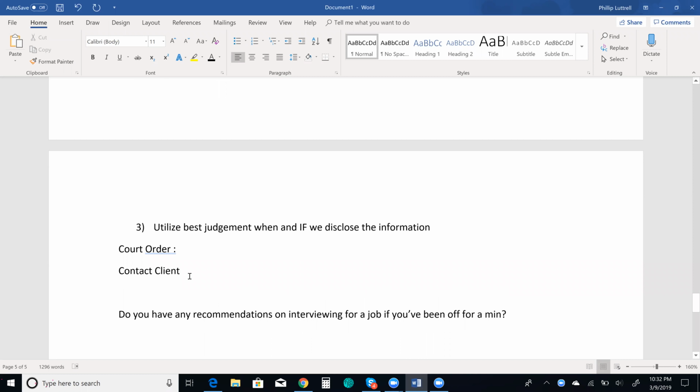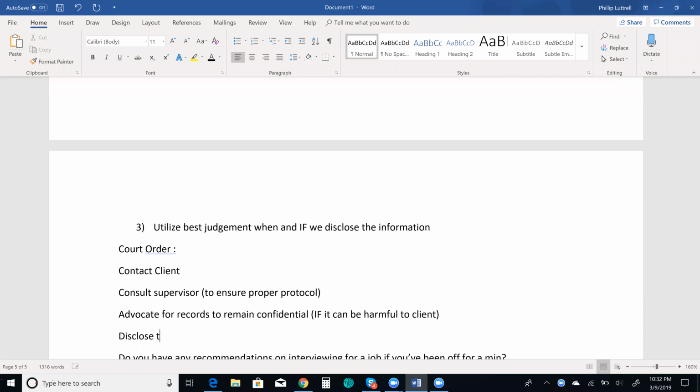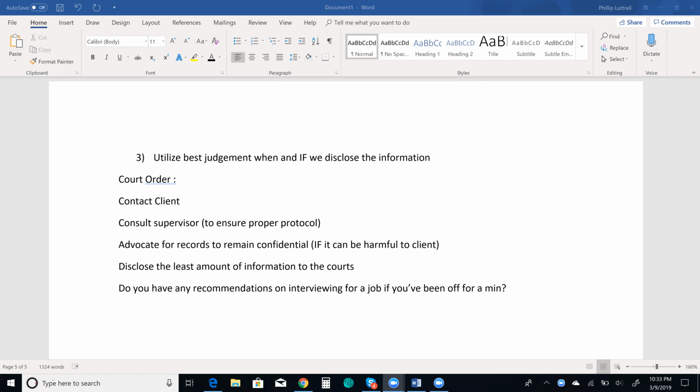So you contact the client to inform them, consult your supervisor to ensure proper protocol. Then we can advocate for records to remain confidential if it can be harmful to the client. And then, worst case, disclose the least amount of information to the court. So that's the difference: a court order from a judge versus a subpoena from a lawyer. Lawyers don't have any privilege over this, so we assert it on behalf of the client. Judges, it's an order, so it's ordering you to do something, so you have to listen to them.